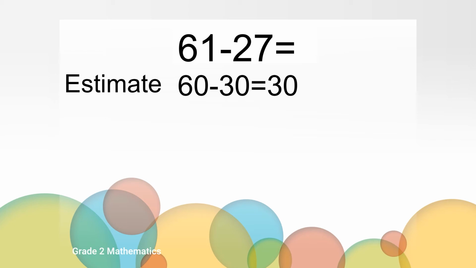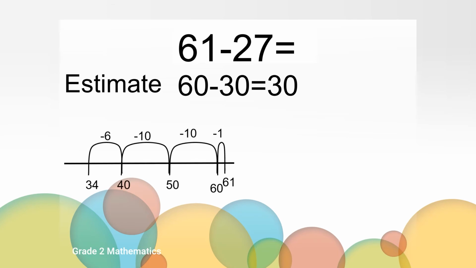Maybe you used a number line to represent your strategy. We can show many strategies on a number line. Here is one strategy I saw a second grader use on a number line to solve this problem. They started at 61 and jumped backwards 1 to get to a friendly number 60. Then 10 more, 10 more, and 6 more.